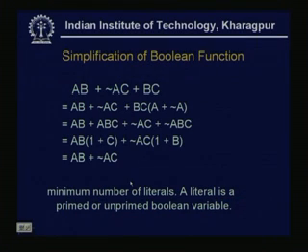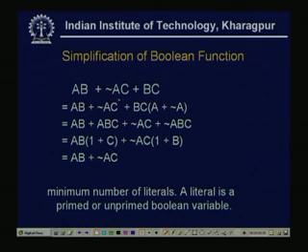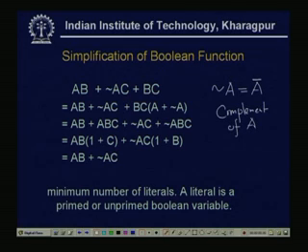Say I want to minimize, or simplify, some Boolean function. Say I have one Boolean function a b plus a bar c, mainly the negation of a, c. Here a bar is the complement of a. So, if I have one function f equal to a b plus a bar c plus b c, how can we simplify this?